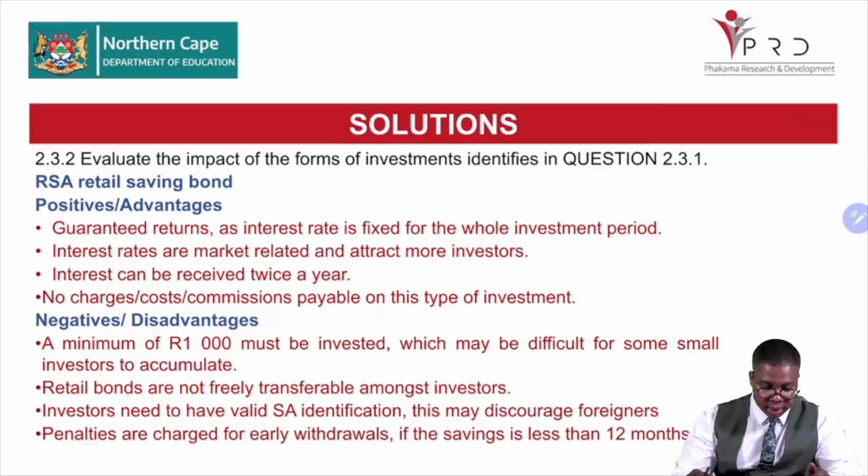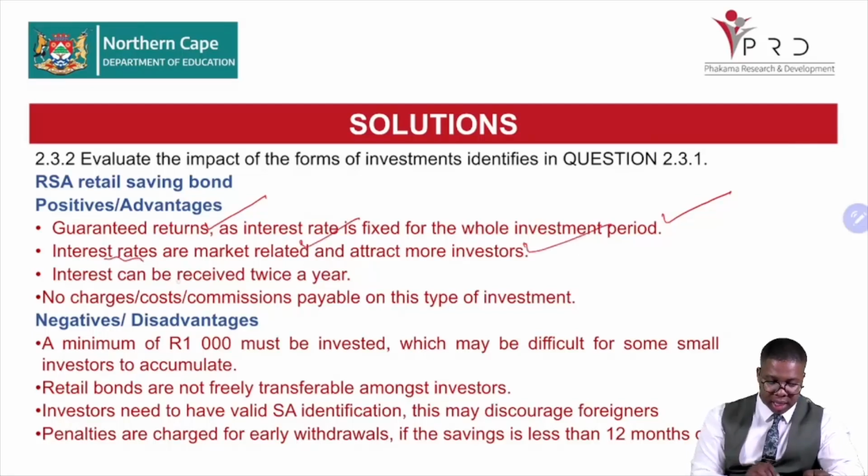RSA retail savings bond. What are the positives? The positives of investing in this form of investment are that you have guaranteed returns, as interest is fixed for the whole investment period. Then another one is that interest rates are market related and attract more investors. And then interest can be received twice a year. This one we will not mark, and we will consider it to be R because it was from the scenario. And there will be no charges, costs, or commissions payable on this type of investment.